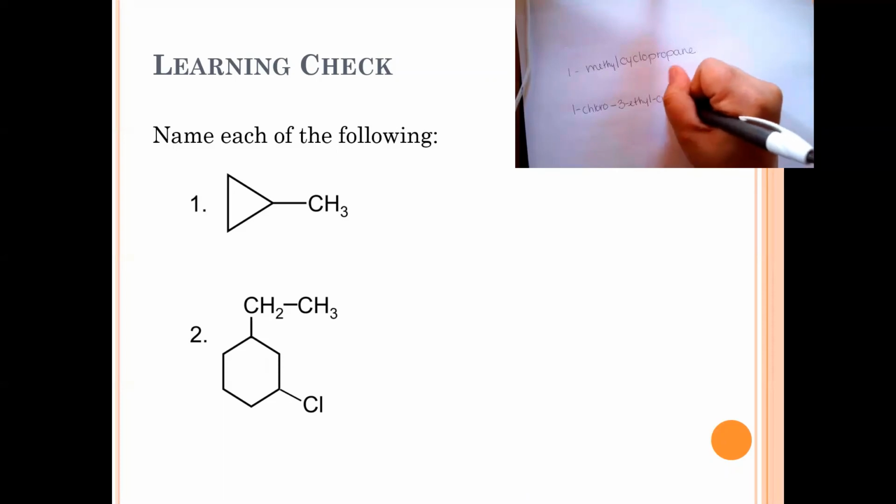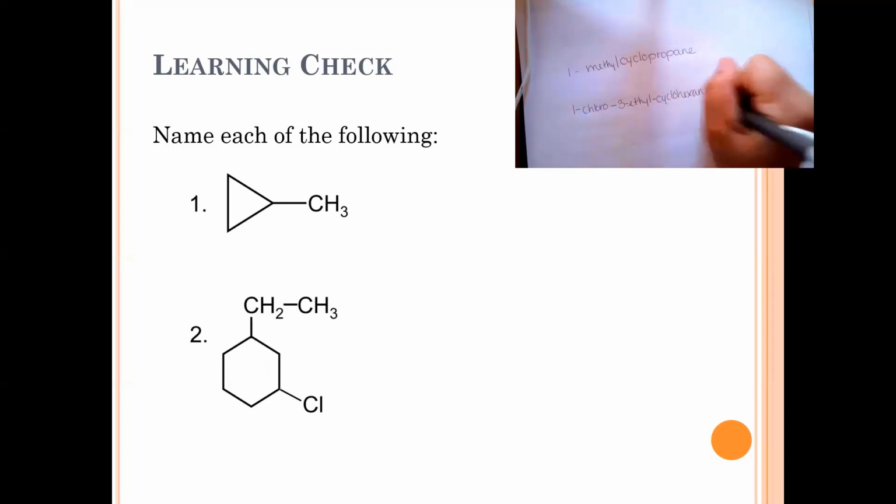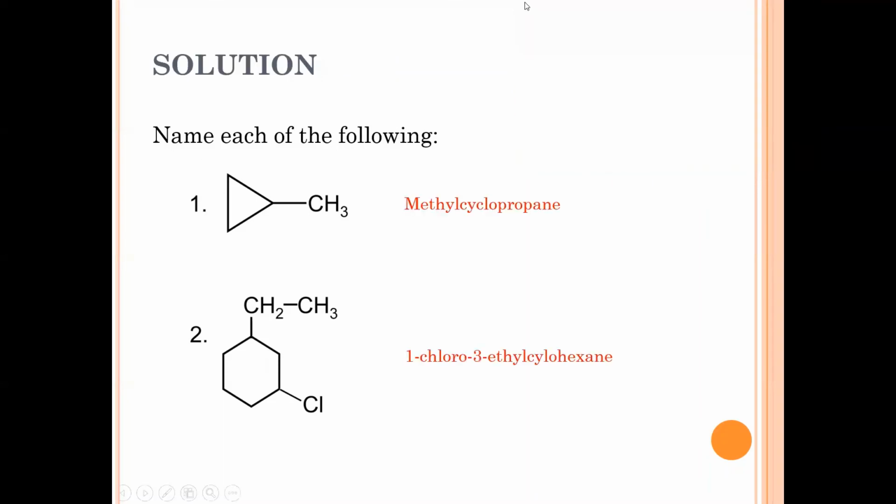cyclo, and then it's 6, hexane. You're taking the name and drawing them.